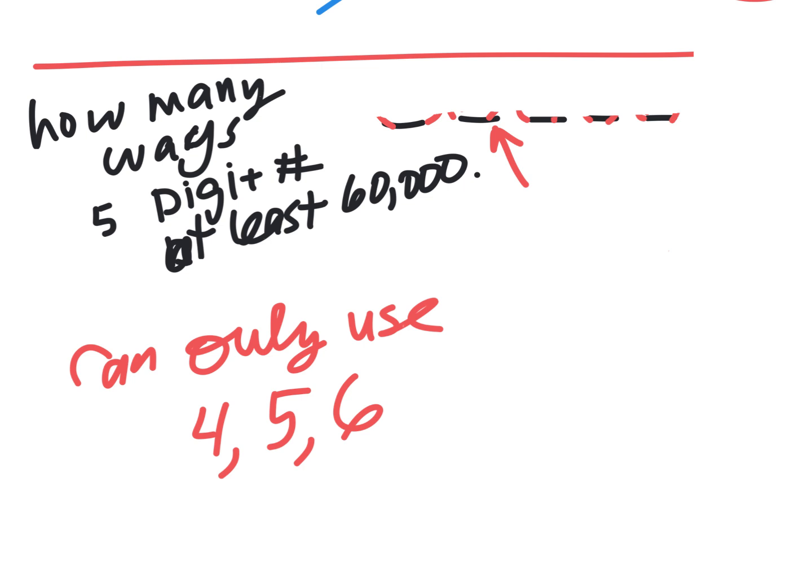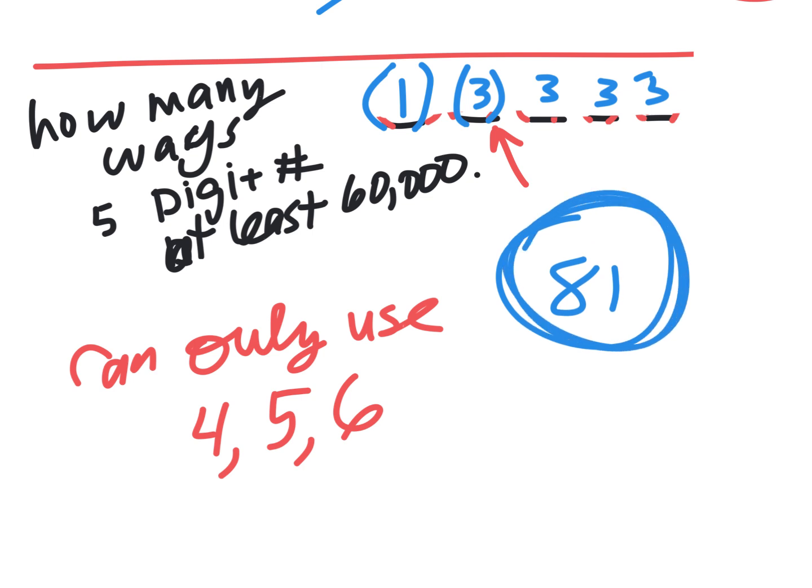So Ike, how many choices do I have for this spot right here? Nope, because if I start with a 5, it won't be at least 60,000. There you go. 1. How many choices for this spot? 3. And the rest of them are all 3s. Who had 81 for your answer? Nice. If you didn't know what 3 times 3 times 3 times 3 was, it's 81.